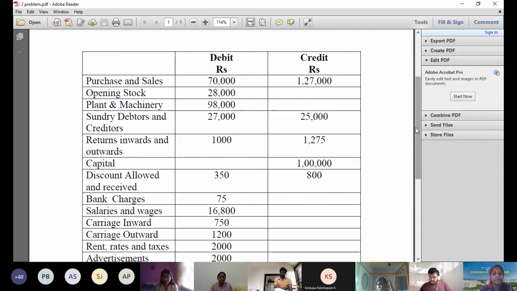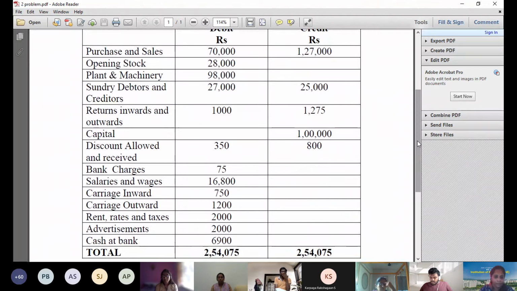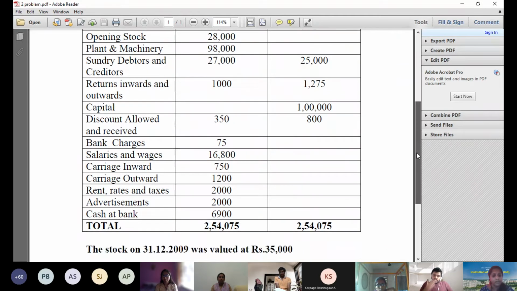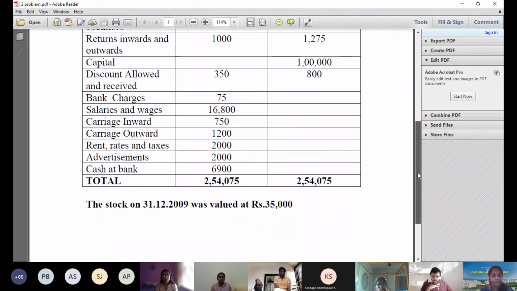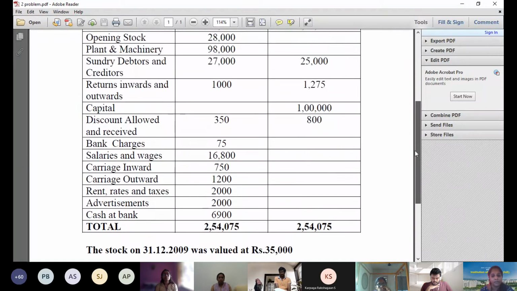Purchase is debit, credit is sales. Opening stock is there. That's nothing but the opening balance, 28,000. Plant and machinery is there. Sundry debtors is 27,000. Sundry creditors is 25,000. Return inwards is nothing but sales return. Return outwards is 1,275. It's nothing but purchase return. Capital is given as 1 lakh. Discount allowed, discount received, bank charges, salary and wages, carriage inward, carriage outward, rent, rates and taxes, advertisement, cash at bank. Now this is the sum which we are going to do.